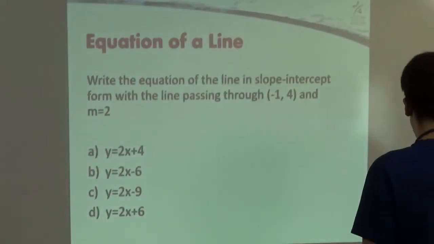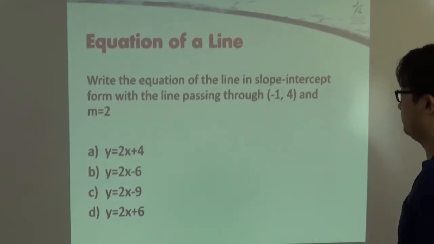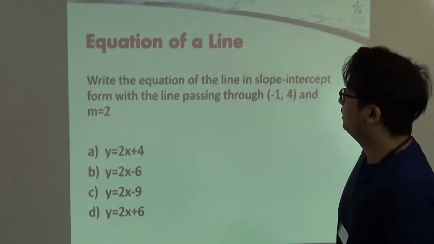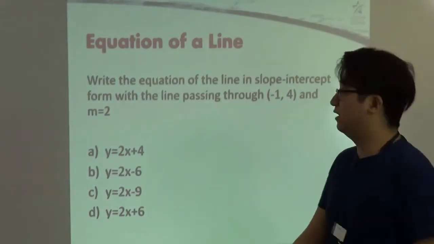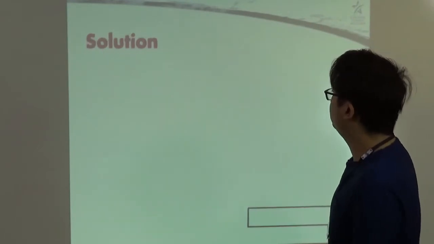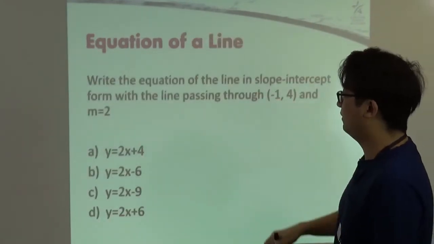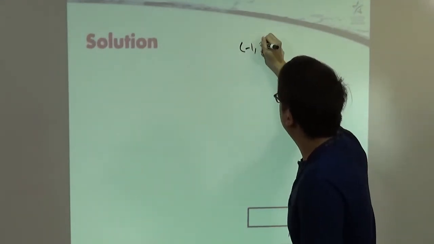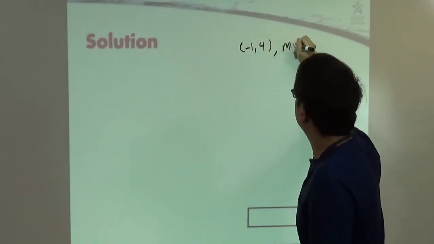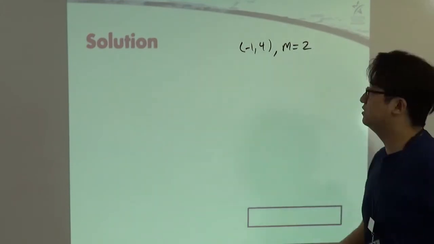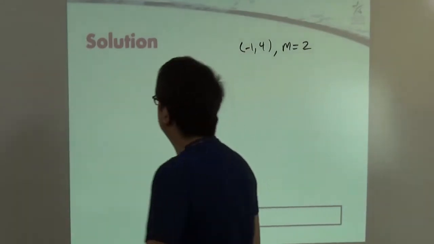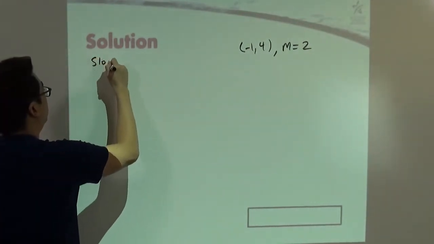Next one. Write the equation of the line in slope-intercept form with the line passing through the point (-1, 4) and m equals 2. What we need to know is that m defines the slope of the line, right? So we have the point (-1, 4) and m equals 2. So what does that mean? We need our answer in slope-intercept form. So what we know is slope-intercept form.